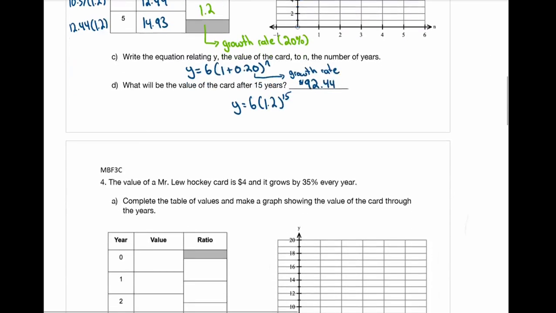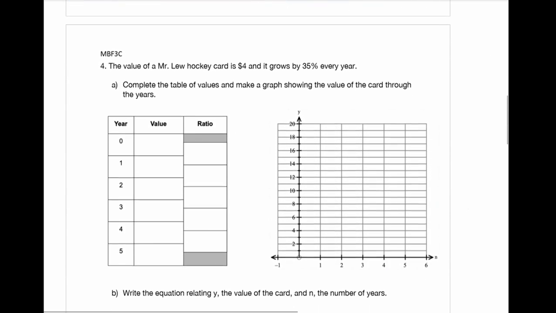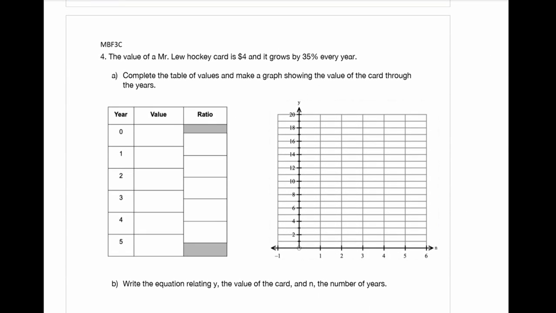So let's look at another example. The value of a Mr. Lou hockey card is $4 and grows by 35% every year. So we're going to want to create a table of values and a graph to show this relationship. So at year 0, it's $4. After year 1, it's 4 times 1, because it's the original value.